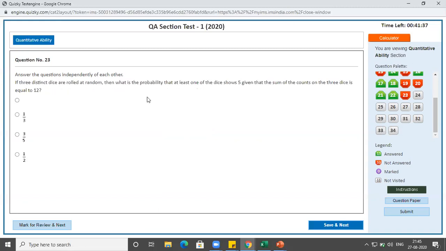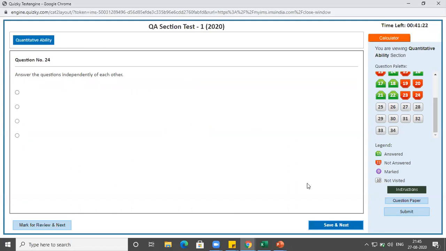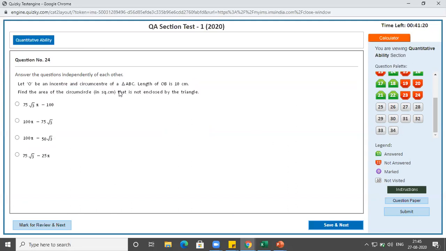If three distinct dice are rolled at random, at least one of the dice shows 5 given that the sum of the counts on the 3 dice is equal to 12. Okay, it looks like it will take some effort because cases will come, since at least is mentioned here, so I'll pick it up later. Although I try to do PNC in the first round, there's no option. It seems to be a case-based question.